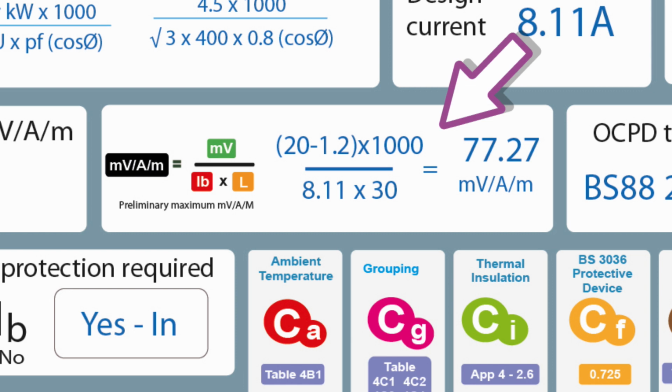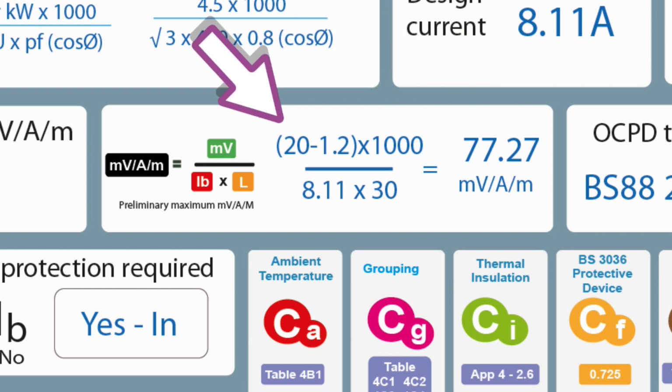It's not a lighting circuit, which on a 230 supply is 11.5 volts. 3-phase is 20 volts. From DB1 to DB2, we had a volt drop of 1.2 volts. We just want to work out the cable from DB2 to the final load. So we'll ignore that 1.2. So 20 volts minus 1.2 times 1000 divided by the design current times the length, 30 meters, will give us a millivolts per amp per meter of 77.27.